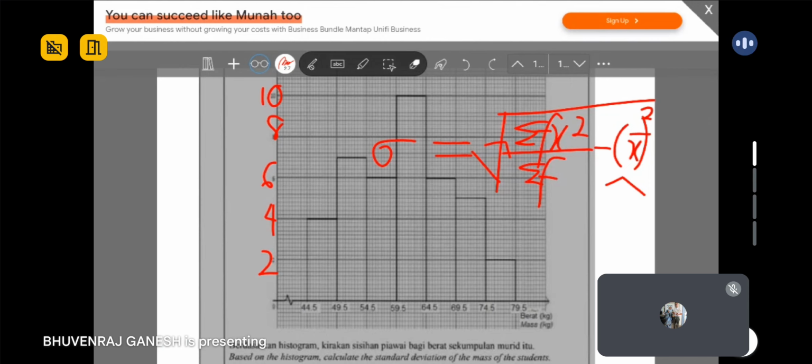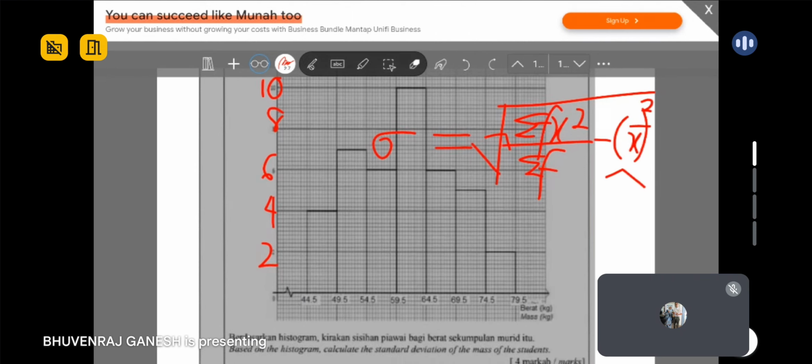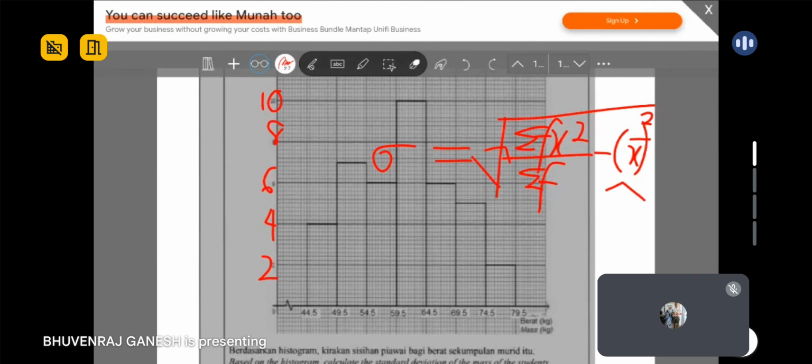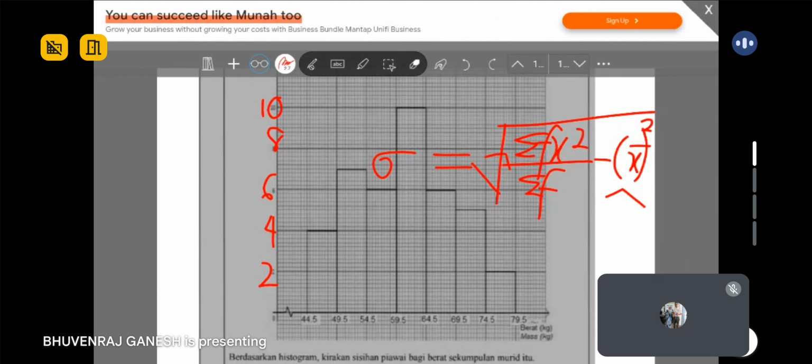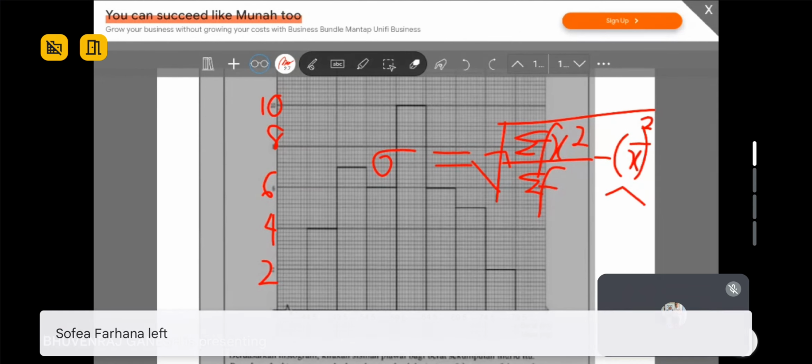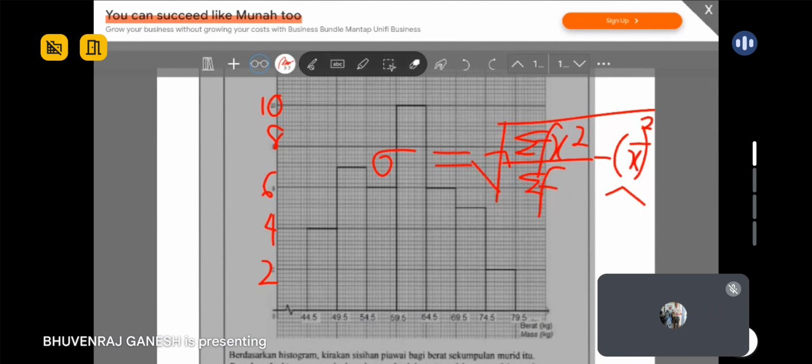Do you guys want me to show the answer? Nak saya tunjuk jawapan ke? Ataupun masih nak mencuba? Do you all still want to try? Yes or no? Kamu semua comment in the chat box. Do you all want me to directly show? Or you all want to try some more?